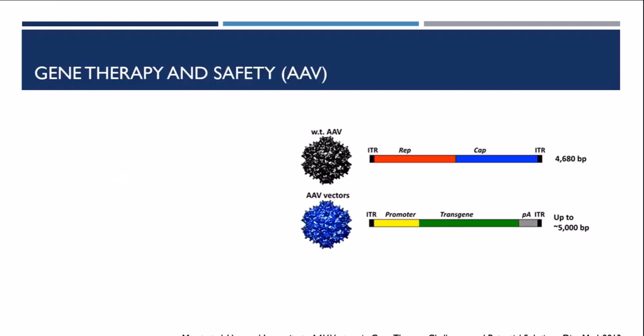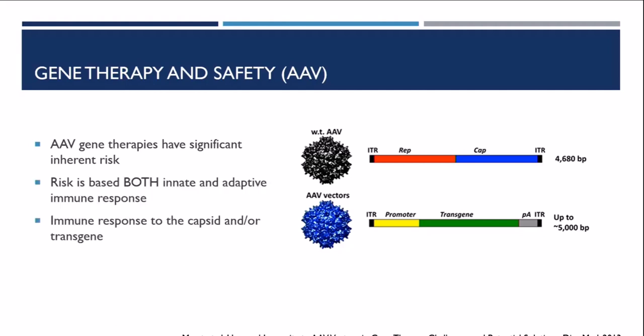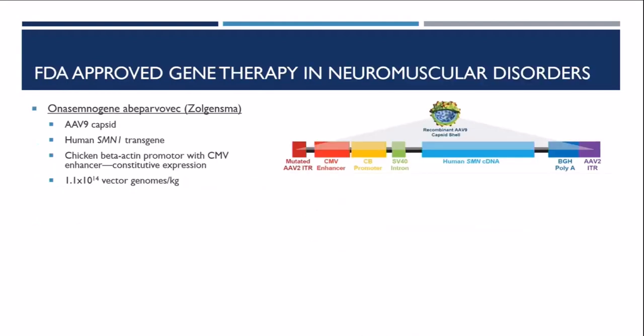So we start off by really understanding what these therapies are, right? You see a wild type AAV here with its wild type genome, and you see an AAV gene therapy here with its transgene genome. But these are viruses, and there are inherent risks that are not insignificant to these therapies. Those risks are based both on the innate and adaptive immune response to the therapy, and that can include an immune response to the capsid or an immune response to the transgene protein.